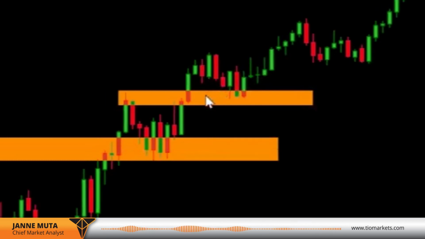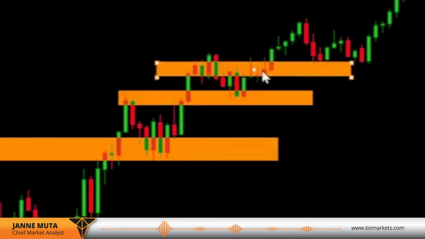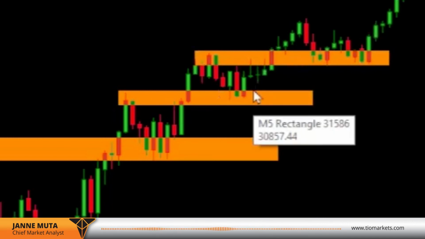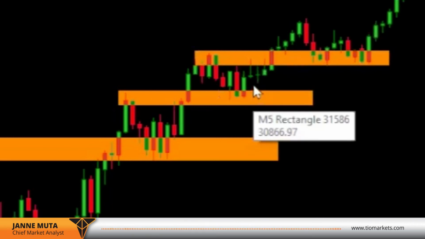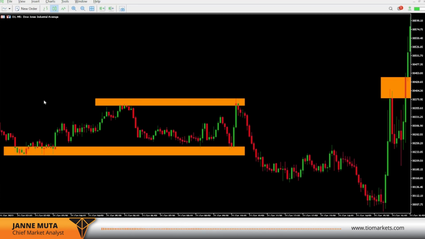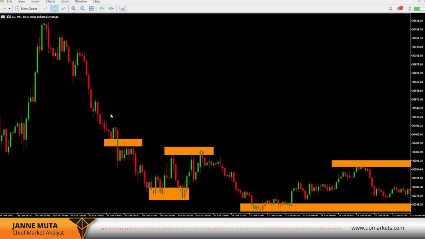So you can see that we have these forming over and over again in the markets. So these market structure levels or areas are highly important, both in uptrends and in sideways moves and in downtrends.